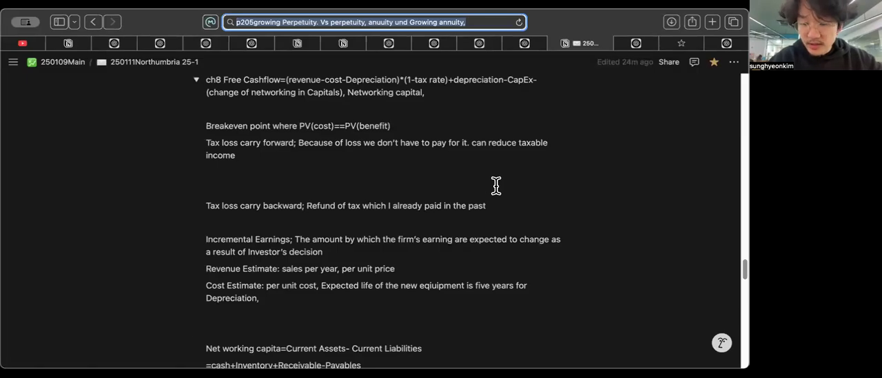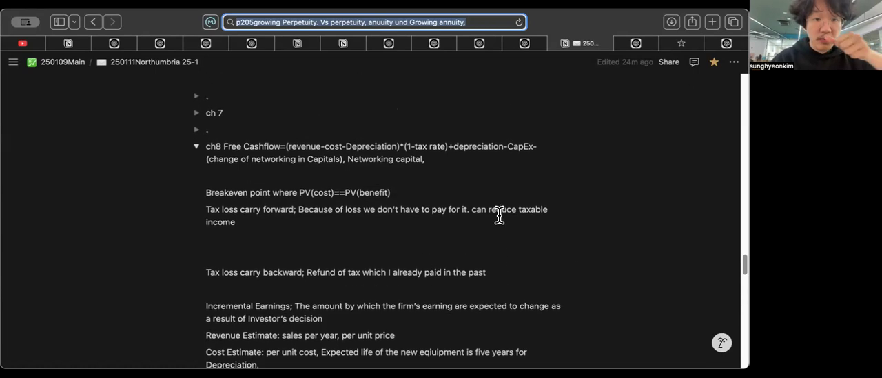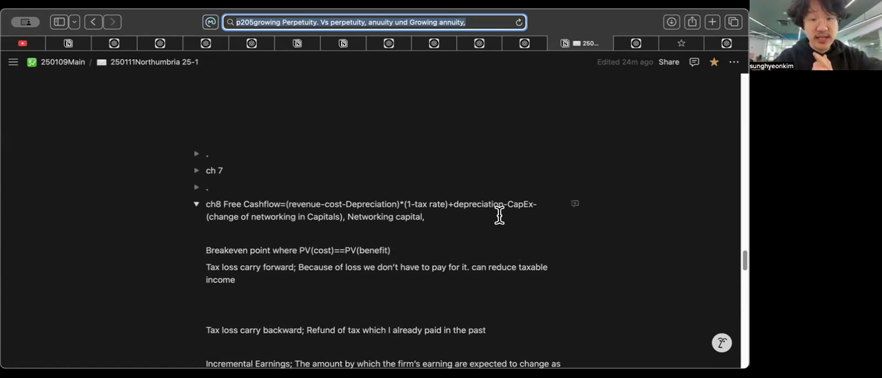This is the 22nd of April 2025, about cash flow, free cash flow. Free cash flow you can calculate by (revenue minus cost minus depreciation) times (1 minus tax rate), plus depreciation, minus capital expense, minus change of net working capital.